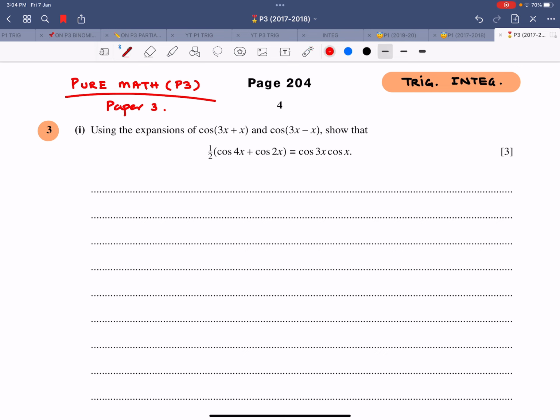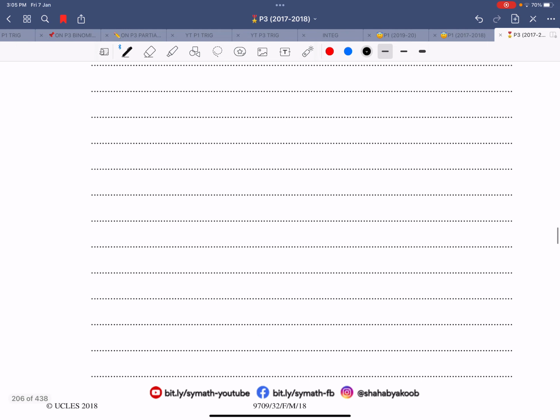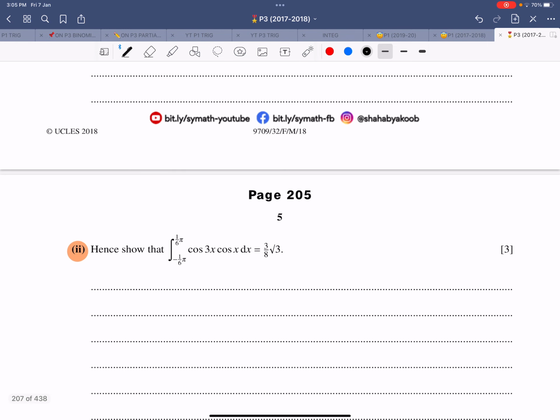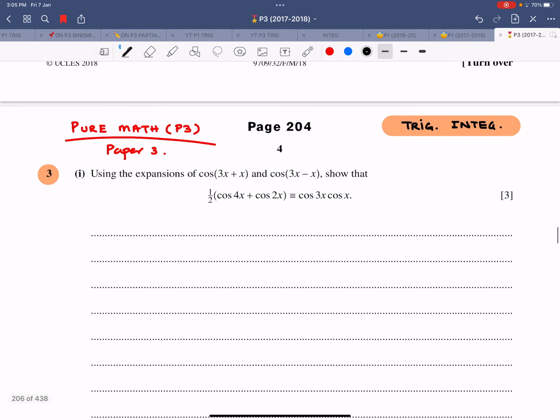Now, the very first question that you see on the screen is about trigonometry. The first part is about proving a trigonometric identity, and the second part is about integrating it. First of all, it says, using the expansion of cosine(3x + x), which is technically cosine 4x, and cosine(3x − x), which is technically cosine 2x, show that when you add these and take half of that, this is what you should get.